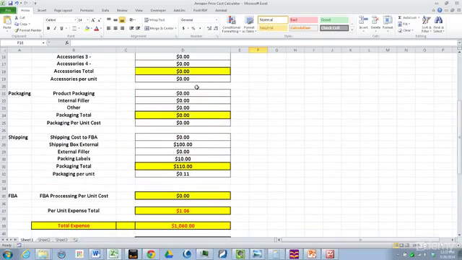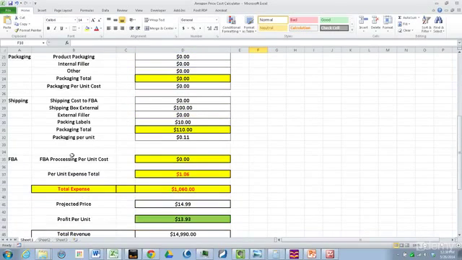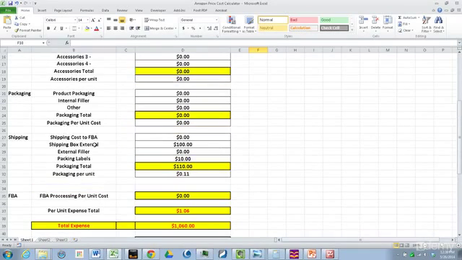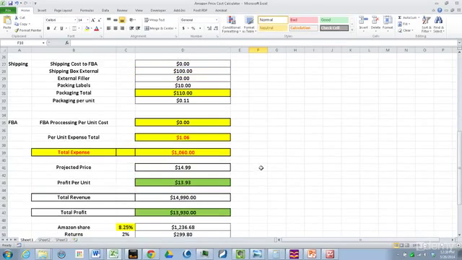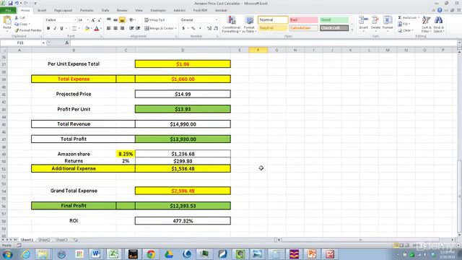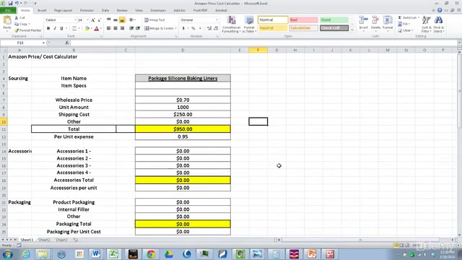So keep tweaking your pricing, your accessories, your products, your shipping. Eventually, if you do use FBA, you have to find out how much it's going to cost you per unit for them to process it for you. It probably won't be that much, and you save on all this extra external packaging because they're handling everything for you. And then your business will be automated. So that's how to use the Amazon price cost calculator.